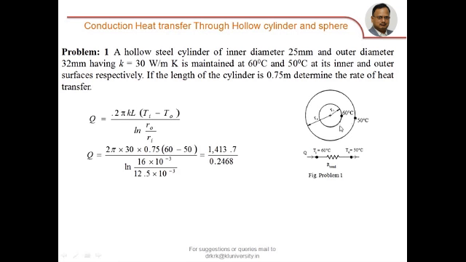It's clearly a problem on a hollow cylinder. The equation is 2 pi K L (Ti minus T0) by logarithm of R0 by Ri. So K is 30, length is 0.75, 60 minus 50, logarithm of R0 by Ri, you will get the answer. Don't worry about this resistance. In the next session we will take it up, and then we will understand what is this figure drawn here.